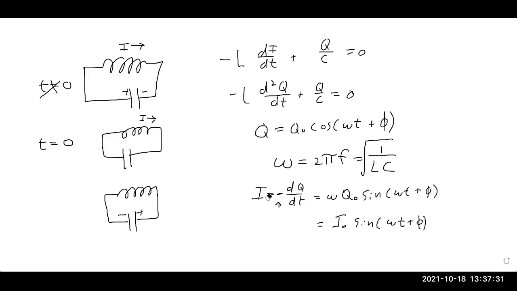Is that the same? Like, I feel like before, didn't we just say that I was dq dt when we were doing RC circuits? Or did we also say that when we were doing RC circuits? I'm not sure. I don't think we use this sign convention in RC circuits.